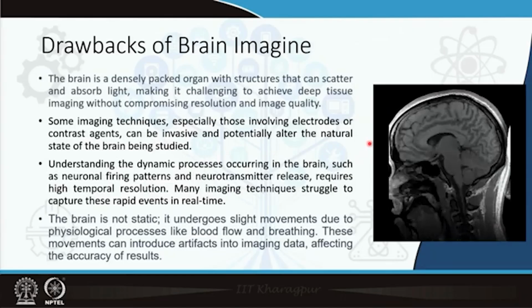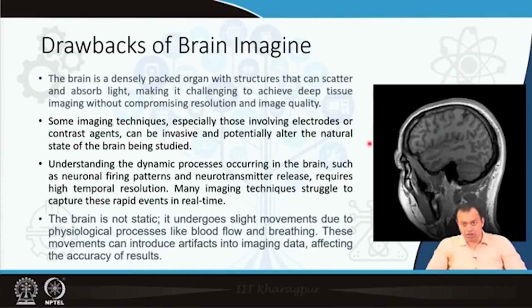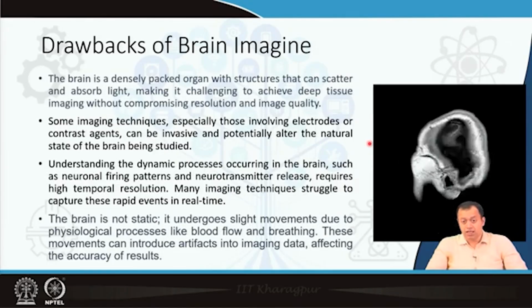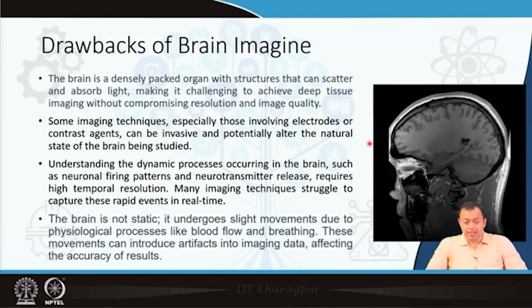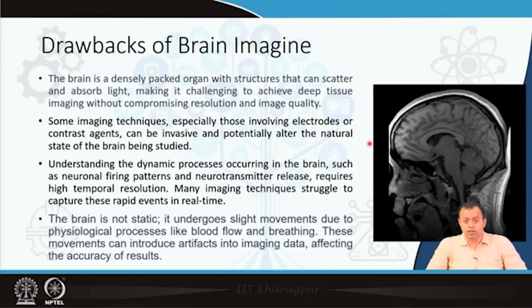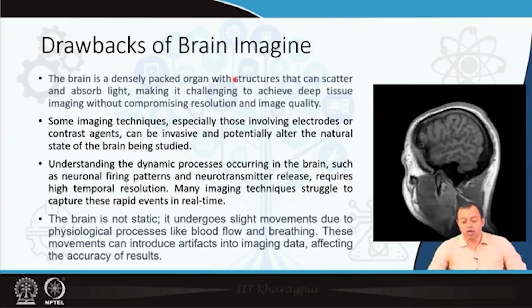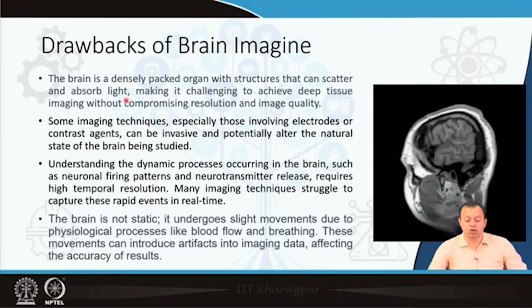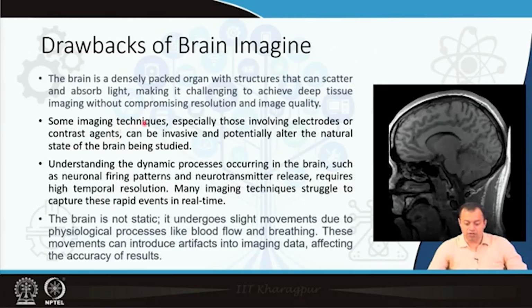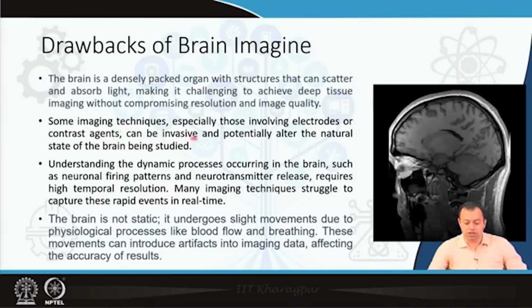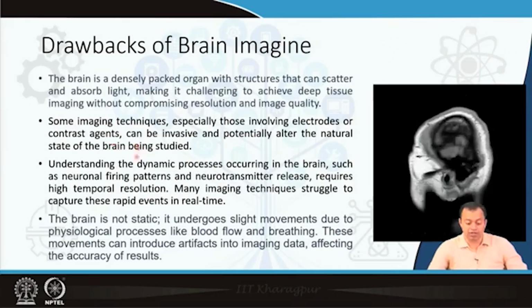Well, mostly it is inside this hard skull, which is difficult to penetrate, and it is quite fragile. This is one of the most important organs of your body. So, any tweaking with it could be dangerous. Nevertheless, the brain is a densely packed organ with structures that can scatter and absorb light, making it challenging to achieve deep tissue imaging. Some imaging techniques, such as electrodes or contrast agents, can have several side effects and can damage the brain.